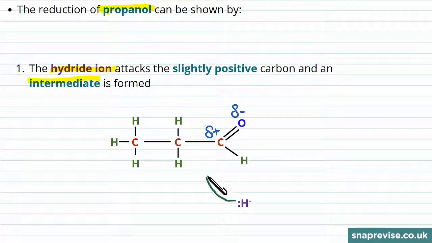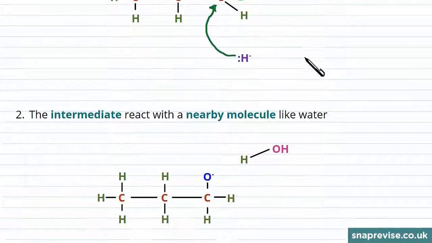The H- attacks with its pair of electrons into the carbon, and now because the carbon will have one too many covalent bonds, the pi bond to the oxygen will break, leaving the oxygen with a full negative charge, which is what makes the intermediate unstable.